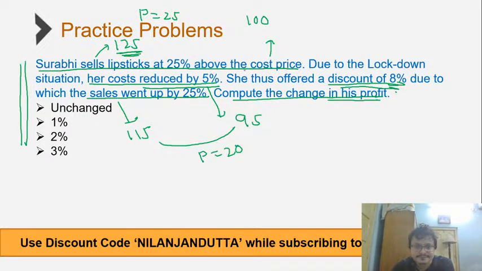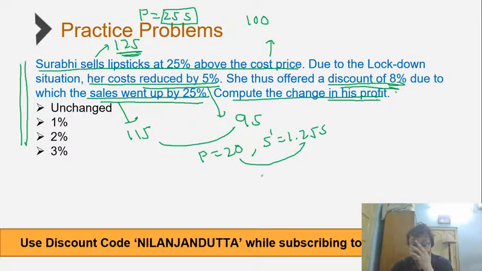So now if you look at it, her profit per lipstick is only 20 rupees, whereas initially it was 25 rupees. However, what it says is the sales went up by 25%, which means in case the sales was S at this juncture, which is the total profit of 25S, in this case the sales is 25% more, that is 1.25S. So the new profit is 20 into 1.25, which comes out to be 25S as well. So old profit 25S, new profit 25S, which means your change in profit is unchanged. There is no change whatsoever in your profit.